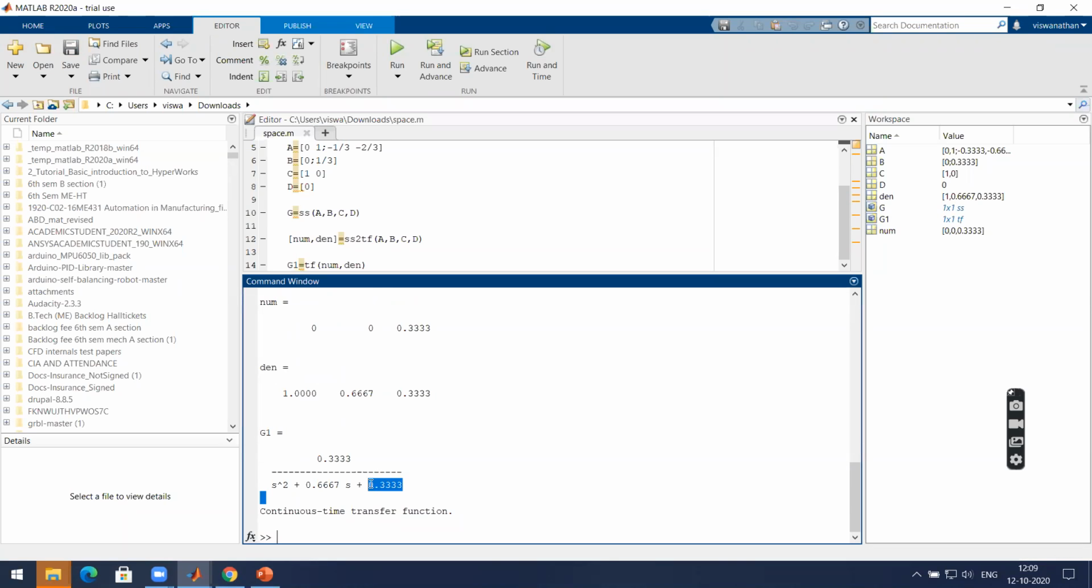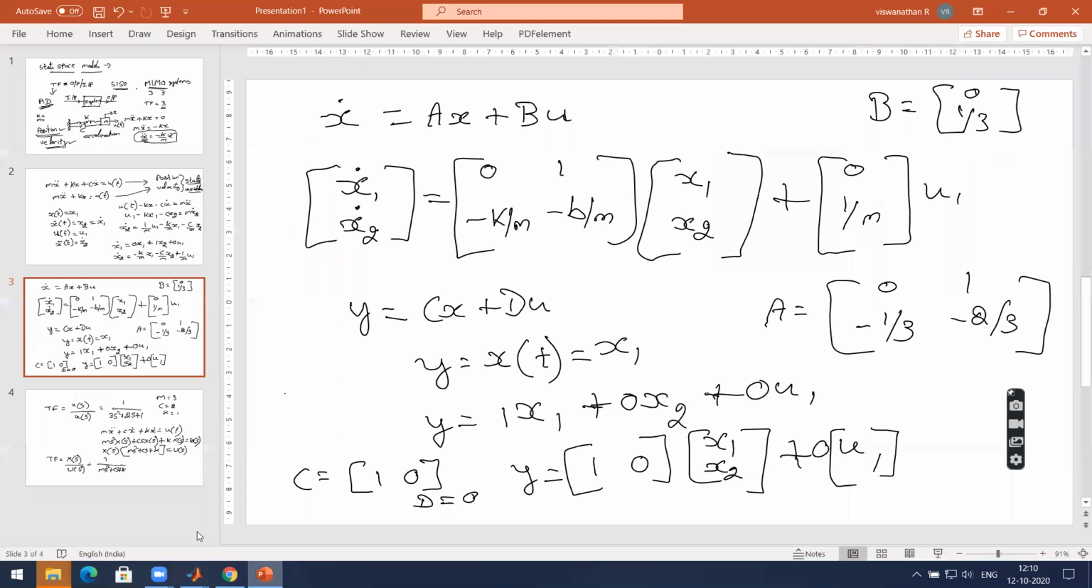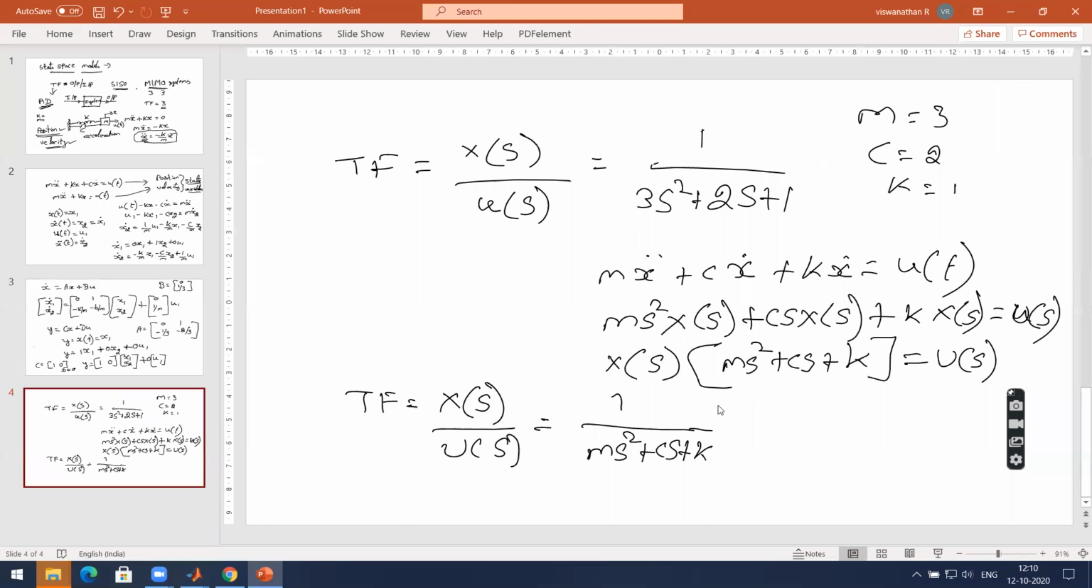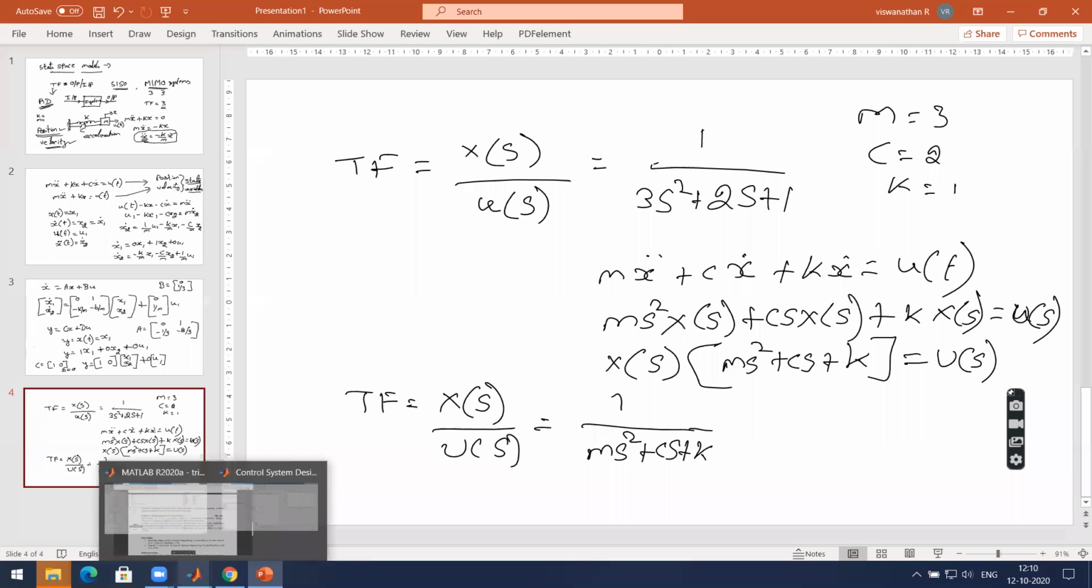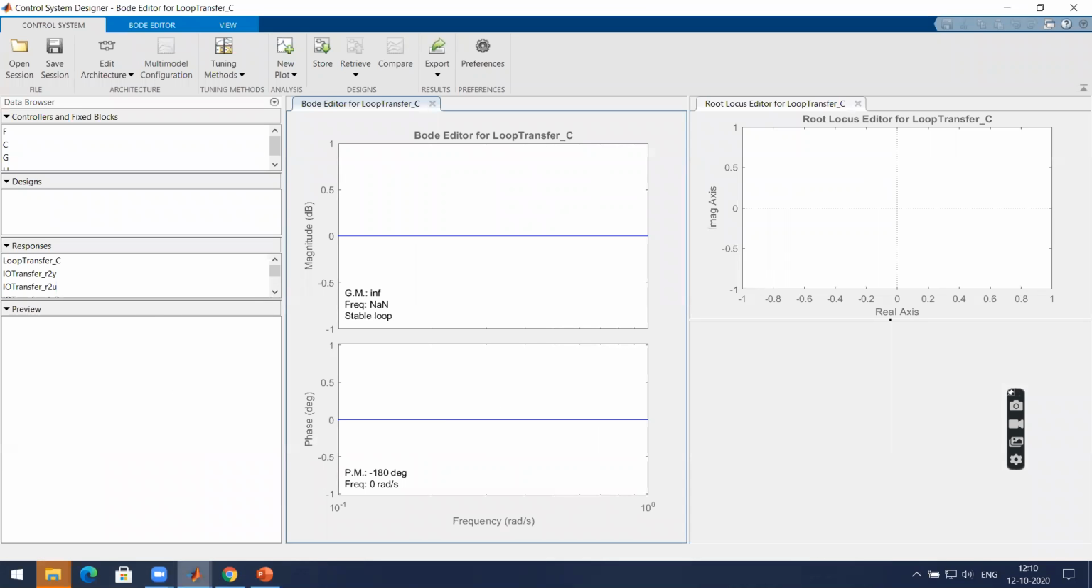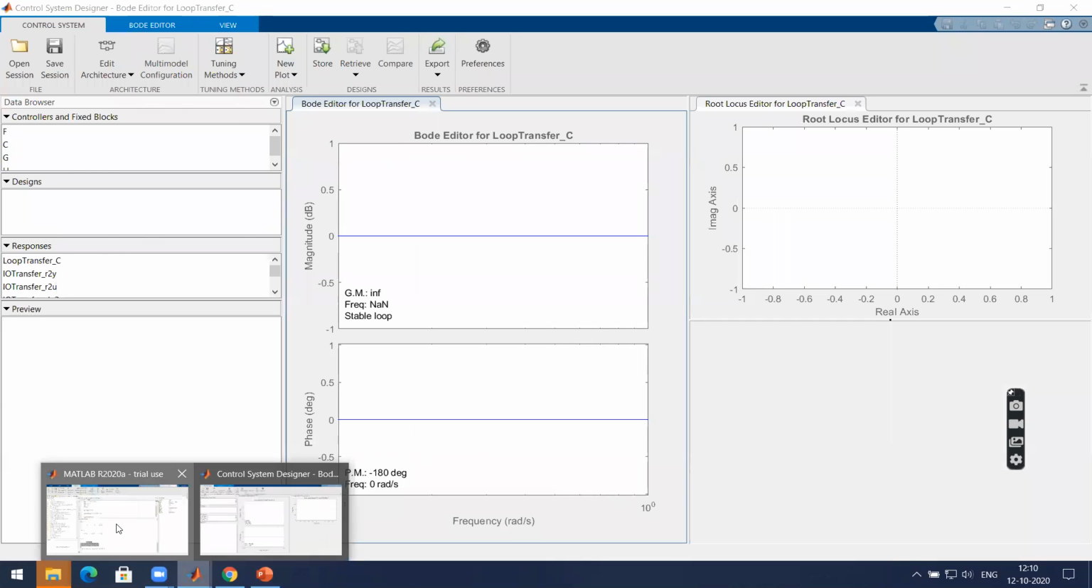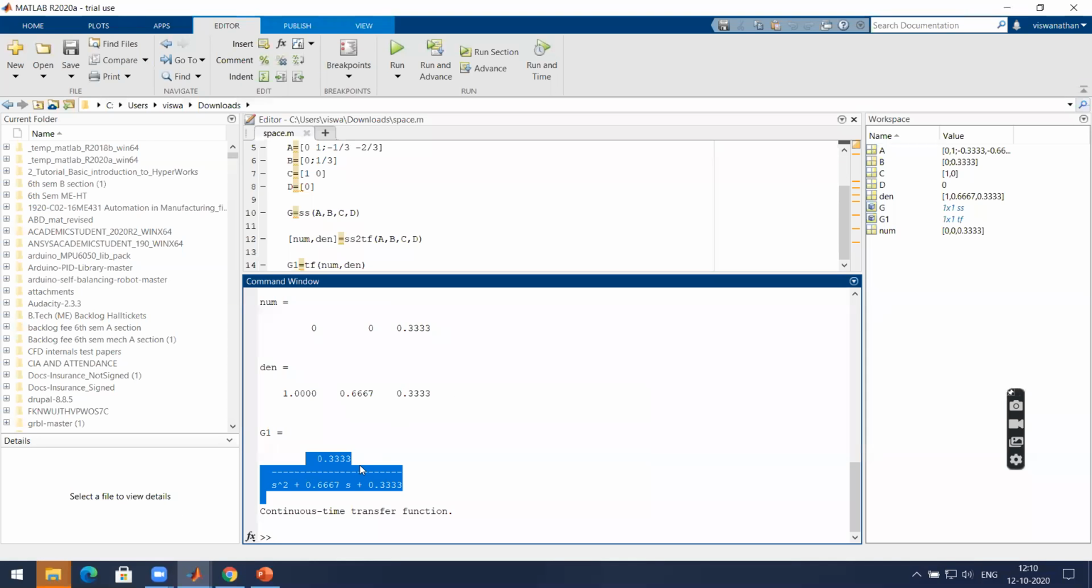So this is the transfer function. What is the transfer function we got? 1 divided by 3s square plus 2s plus 1. Divide by 3. This is 1 by 3 divided by s square plus 2 by 3 s plus 1 by 3. Now what is it that you have got here on the other screen? It is 1 by 3 divided by s square plus 2 by 3 s plus 1 by 3.